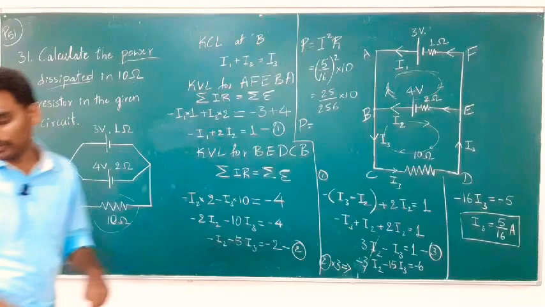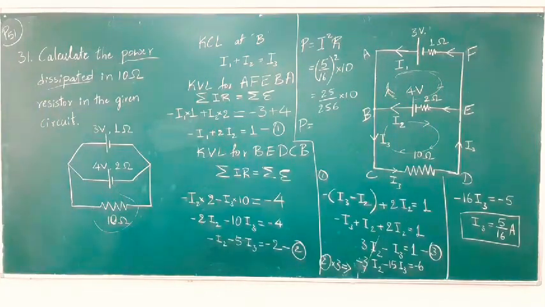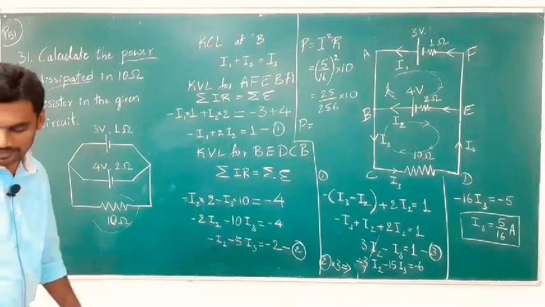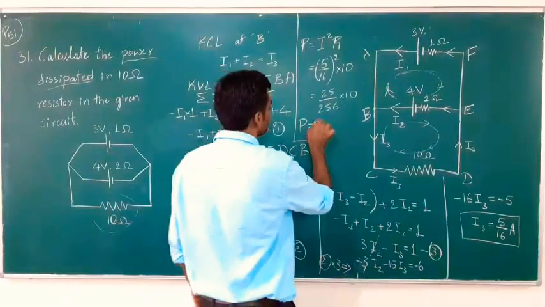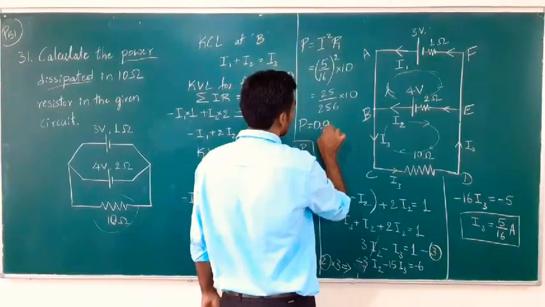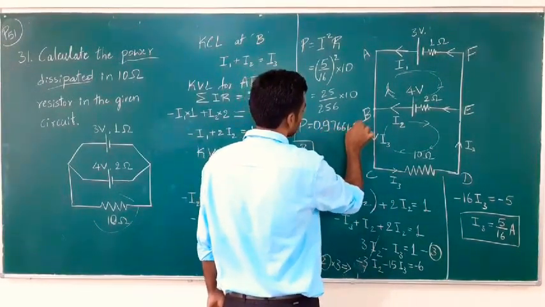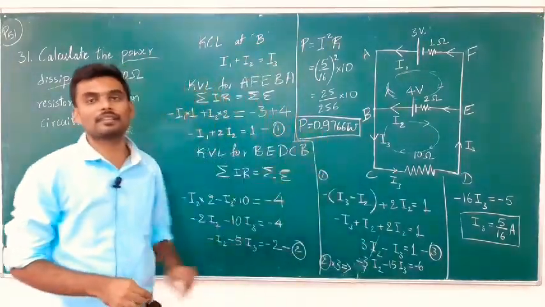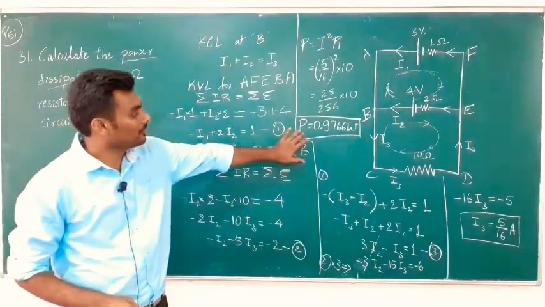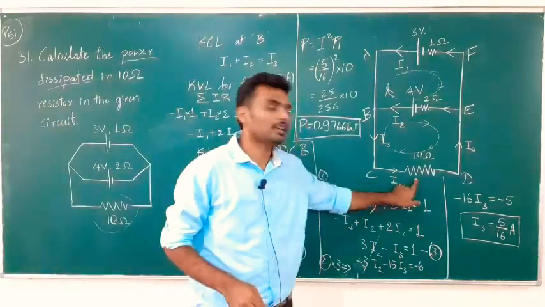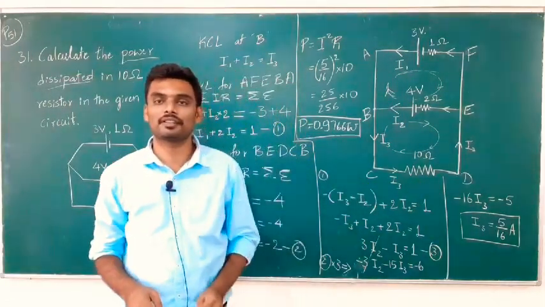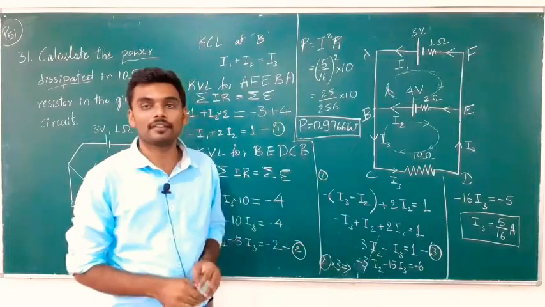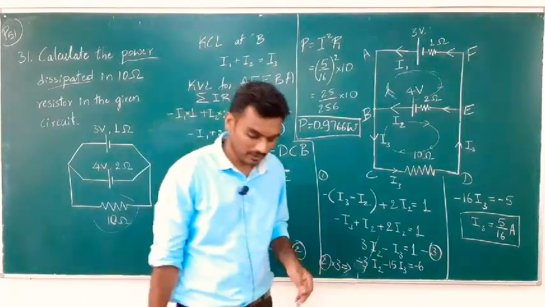So after simplifying, it should be very close to 0.9766 watt. That's it. This is the final answer. So this much power is dissipated in the resistor. Clear? That is about the solution. Okay, this is the solution.